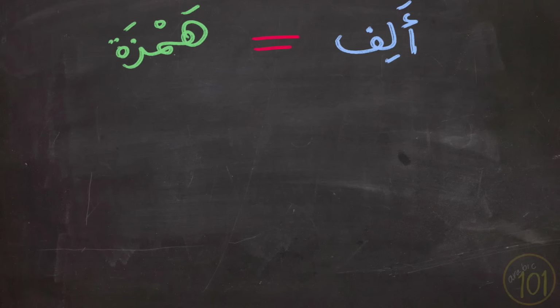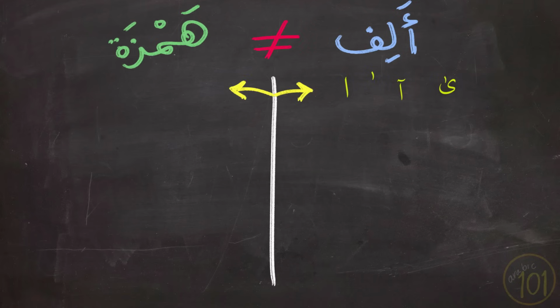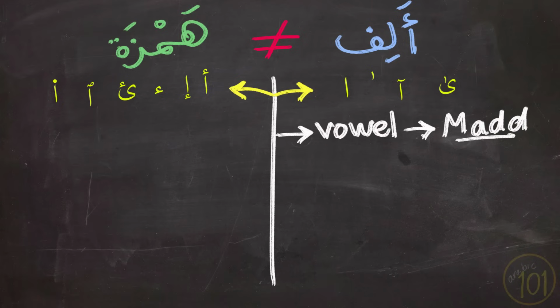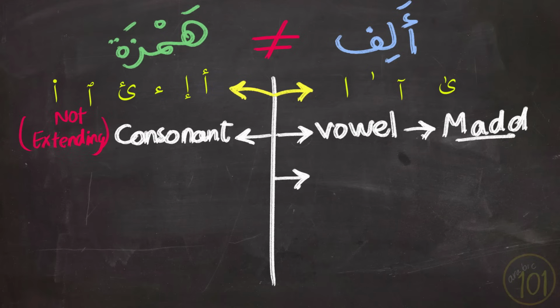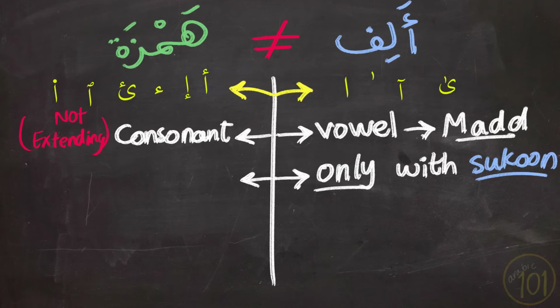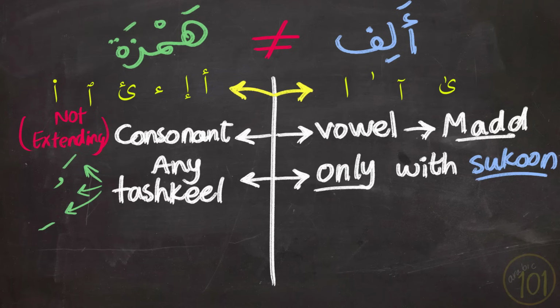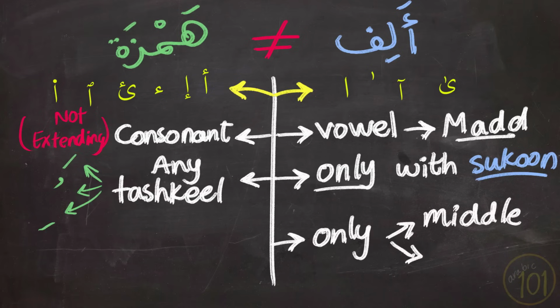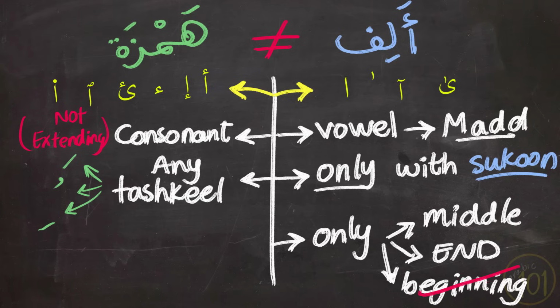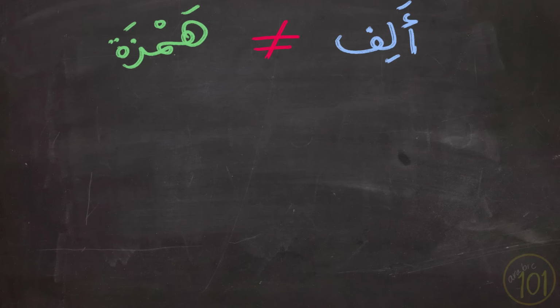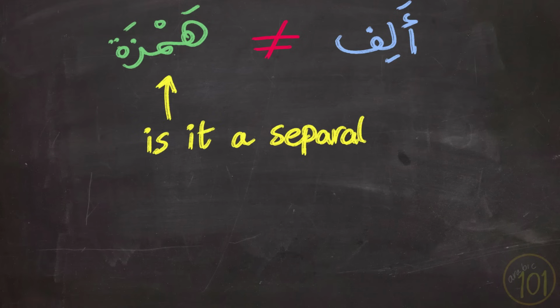So, in a nutshell, Alif and Hamza are not the same. Alif can take these forms, and Hamza can be seen in these forms. Alif is a vowel and therefore a med letter, and Hamza is a consonant, so it cannot be extended, which means that Alif always has sukun, while Hamza can take any vowel on top or under. And this means that you cannot start a word with an Alif, while Hamza can come in any position in the word.